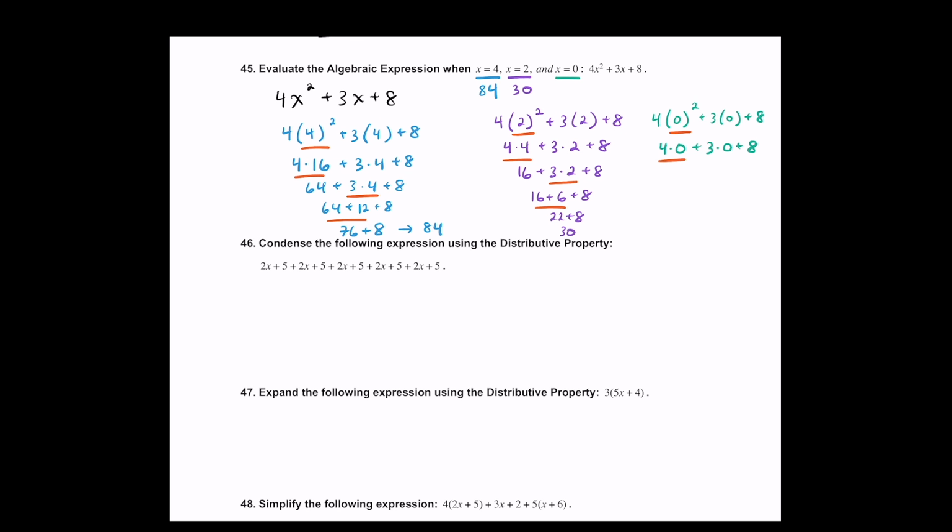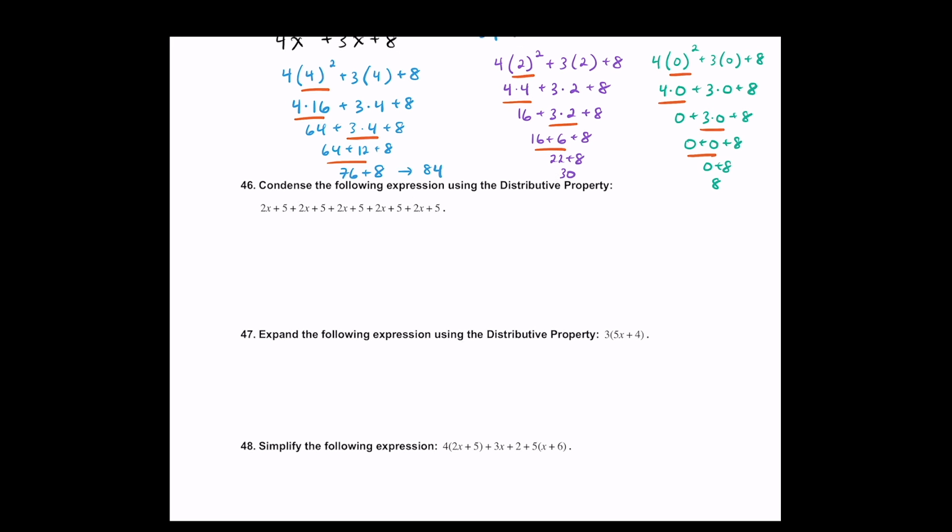4 times 0 is just going to be 0. So 0 plus 3 times 0 plus 8. 3 times 0 is going to be 0. So we have 0 plus 0 plus 8. Just to be thorough, 0 plus 0 is 0, plus 8, and that's equal to 8. So given 3 different values for x, we have 3 different values of the expression.